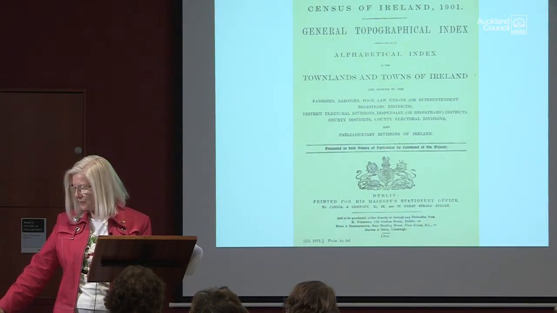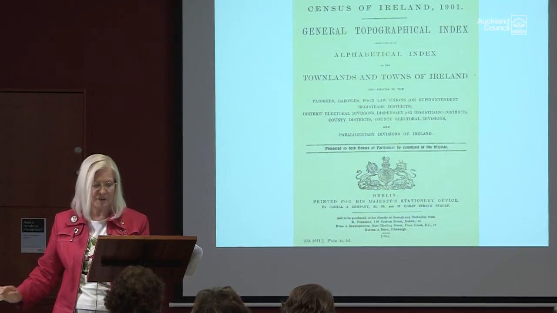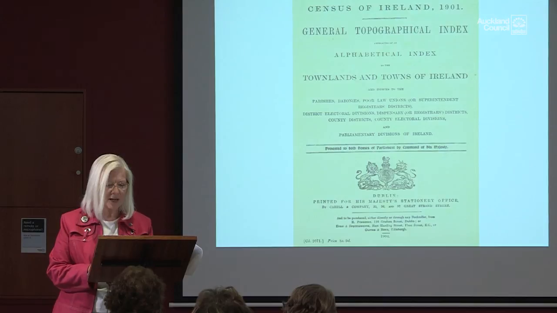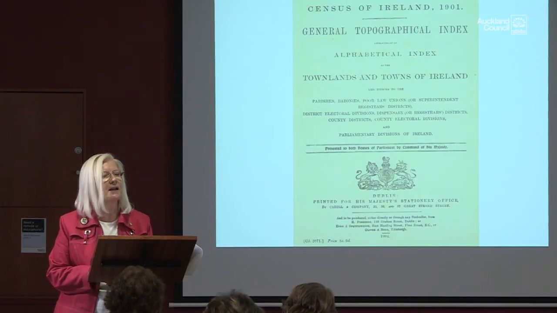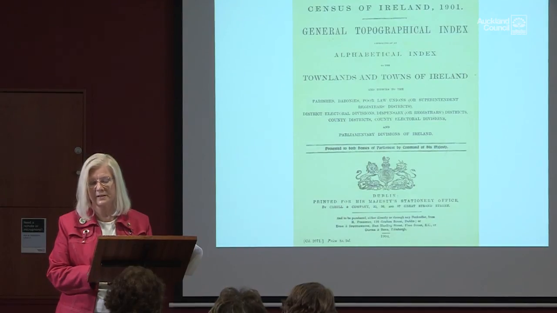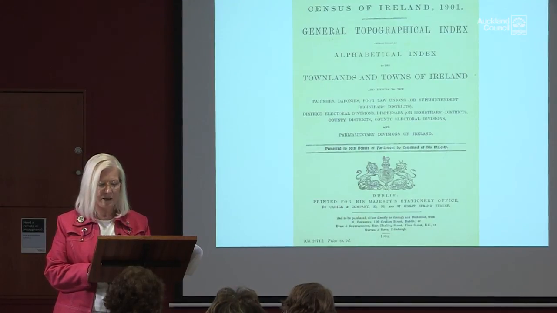This is a general topographical index. It's the census of Ireland from 1901. Now, we covered the Townland Index that was 1851, and it said there would not likely be any changes to some boundaries. Well, this little book, and it's been published on CD and a set of fiche.